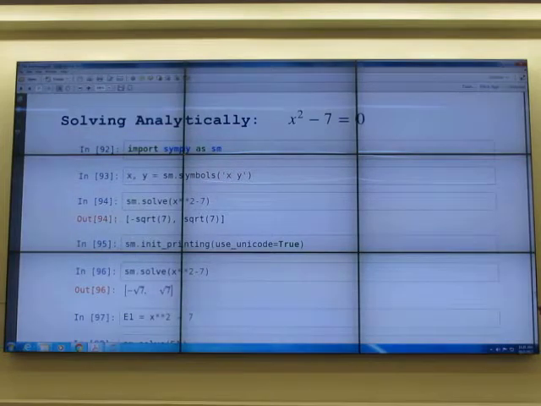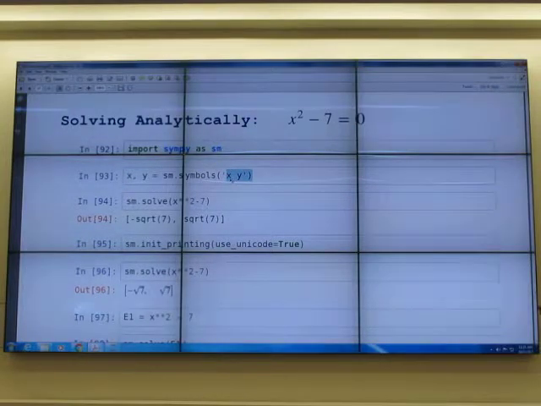Alright, we use Sympy. I import Sympy as SM. SM is Sympy, symbolic computation. Now the answer is, instead of a number, I get minus square root 7 and plus square root 7. Nice. Okay, it's simple. What I do is I declare both x and y to be symbols x and y.